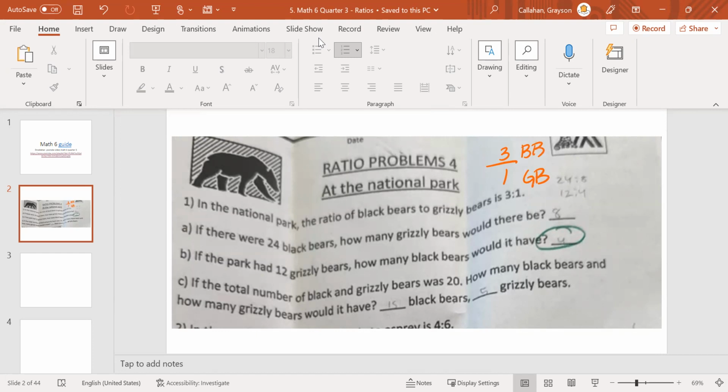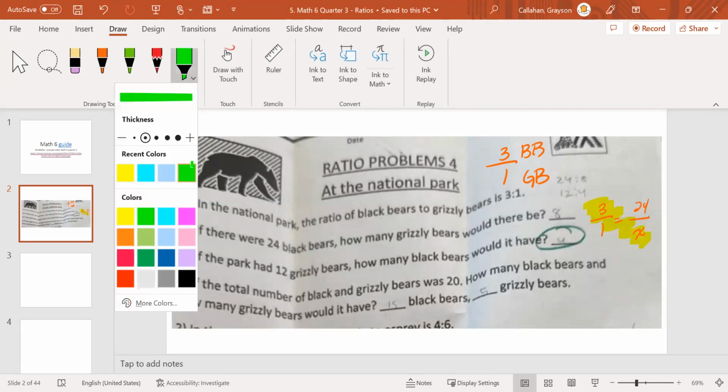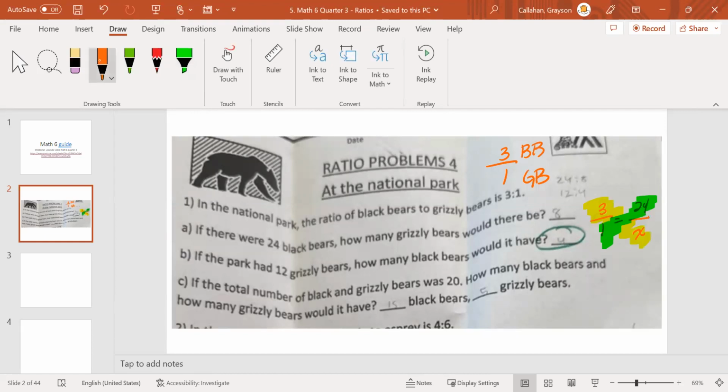If there are 24 black bears, black bear is 24, then how many grizzly bear will there be? Well, that's where you go ahead and multiply them across, right? And so then when you do that, you should have 3x equals 24. 24 divided by 3 is 8. So that is correct. Next question.